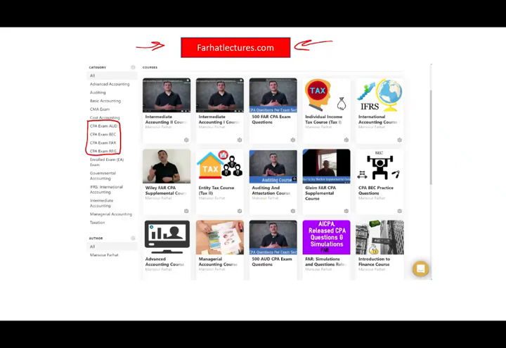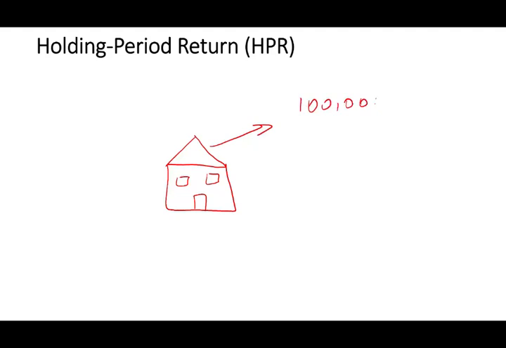We're going to start by talking about the holding period return, or basically your rate of return for a particular period. I'm going to work a simple example with you first. Let's assume you purchased a home. This is my home, this is my drawing, and you paid for this home $100,000. Okay, that's your purchase price.